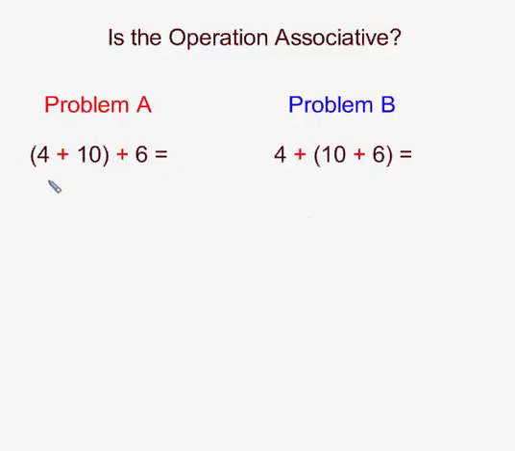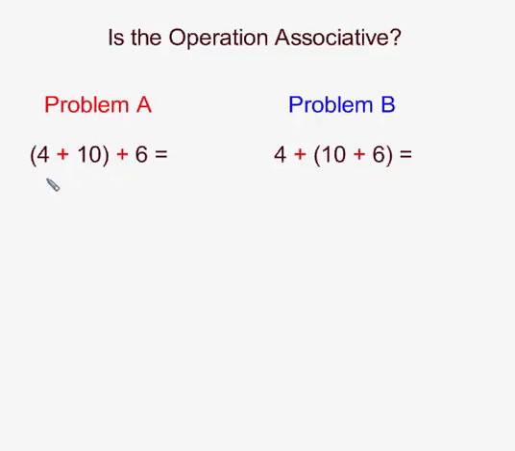So problem A has us adding the 4 and the 10 first. Problem B has us adding the 10 and the 6 first. So problem A has us performing the addition on the left first, then the right. Problem B has us performing the addition on the right first, then the left. If we get the same answer to problem A as we do B, then this would prove that addition is associative. So I'm going to follow the order of operations, parentheses first.